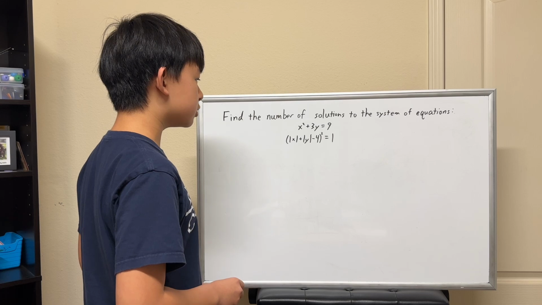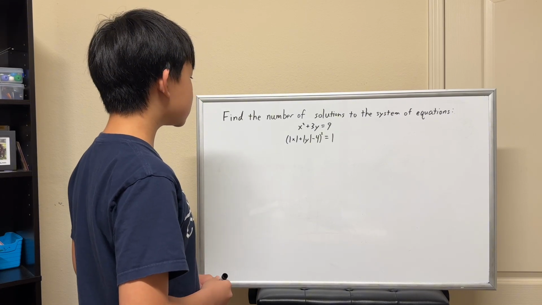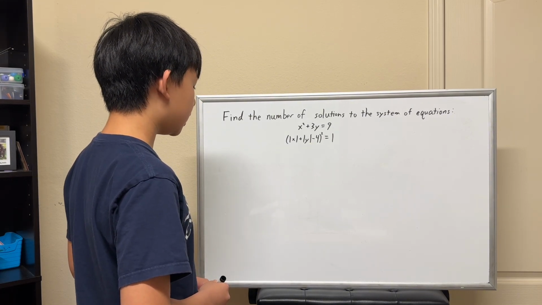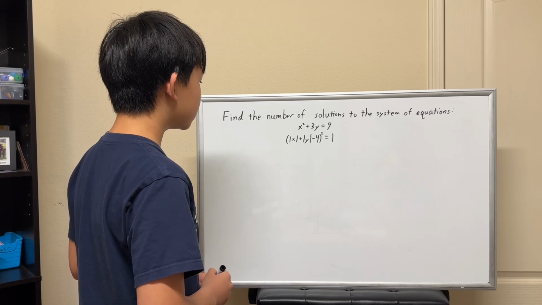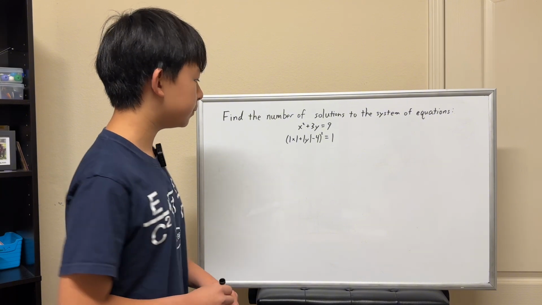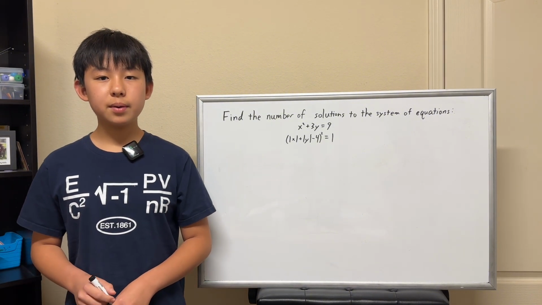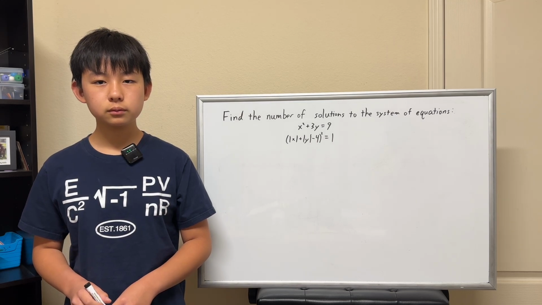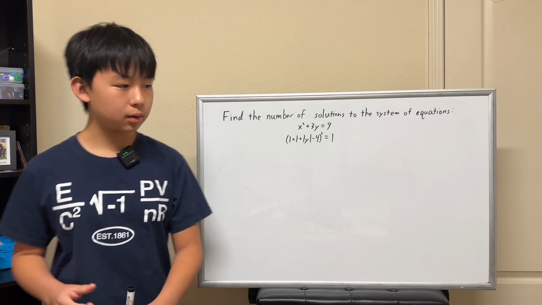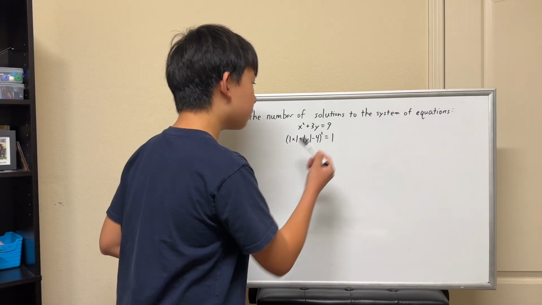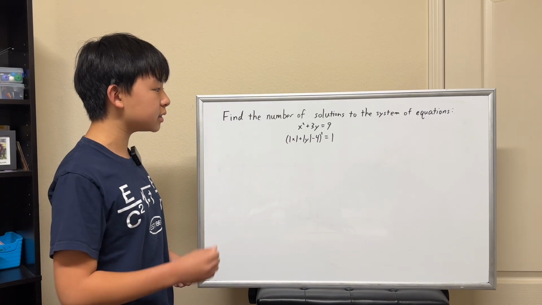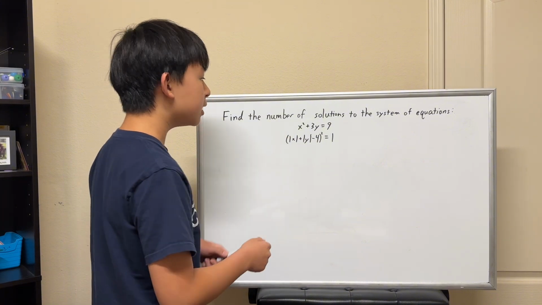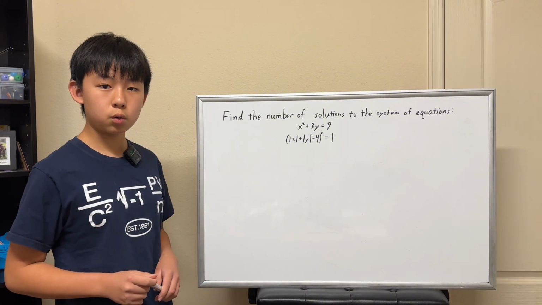Find the number of solutions to the system of equations x squared plus 3y equals 9 and the absolute value of x plus the absolute value of y minus 4 squared equals 1. You can think about this problem by pausing the video. This problem asks us to find the number of solutions to this system. So we don't need to find the exact values of x and y that satisfy both of these equations.